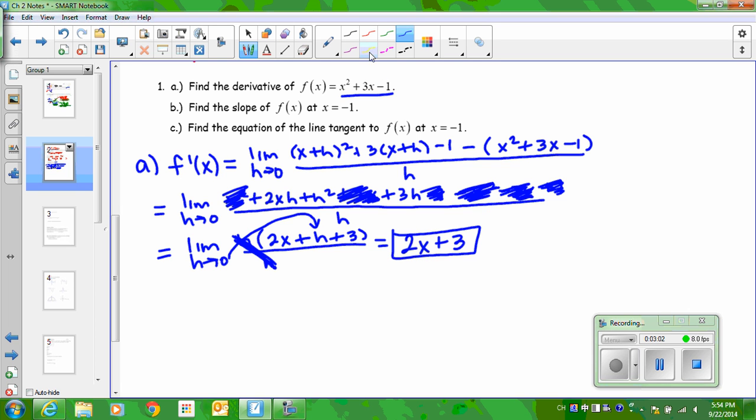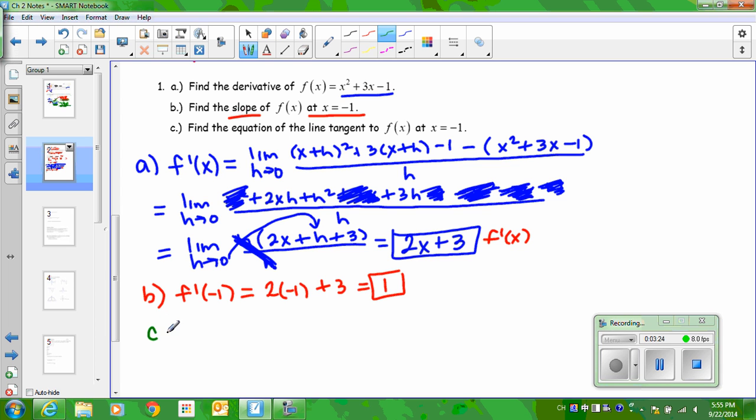Later on, we're going to talk about a shortcut for that. For now, let's continue. So the slope. When we say the slope at x equals -1, I'm saying what's f prime at -1? Remember, this is f prime of x. Okay? So 2 times -1 plus 3, that ends up being 1.